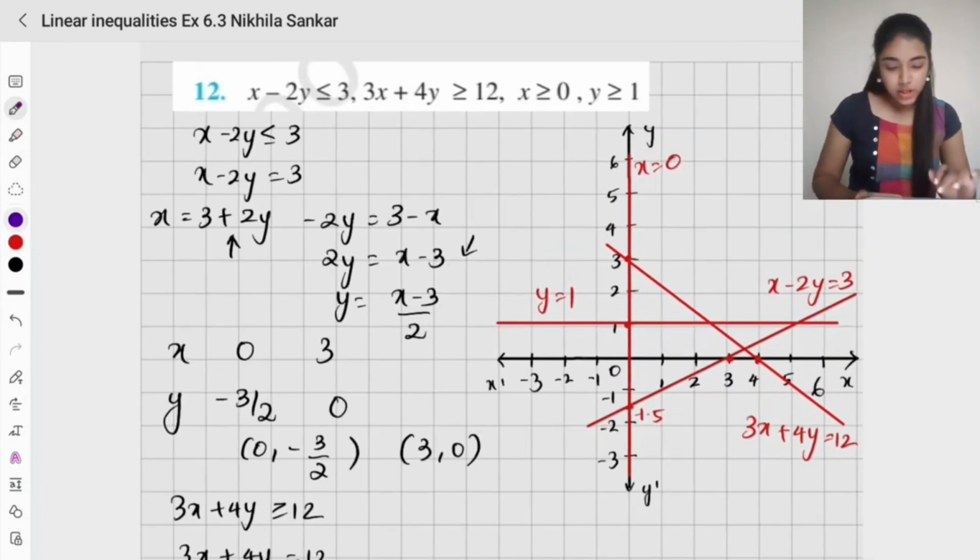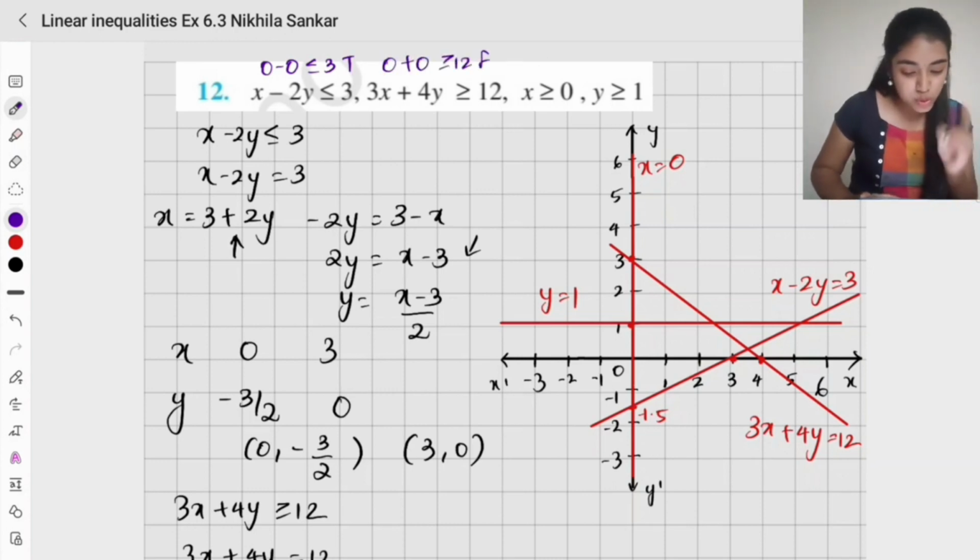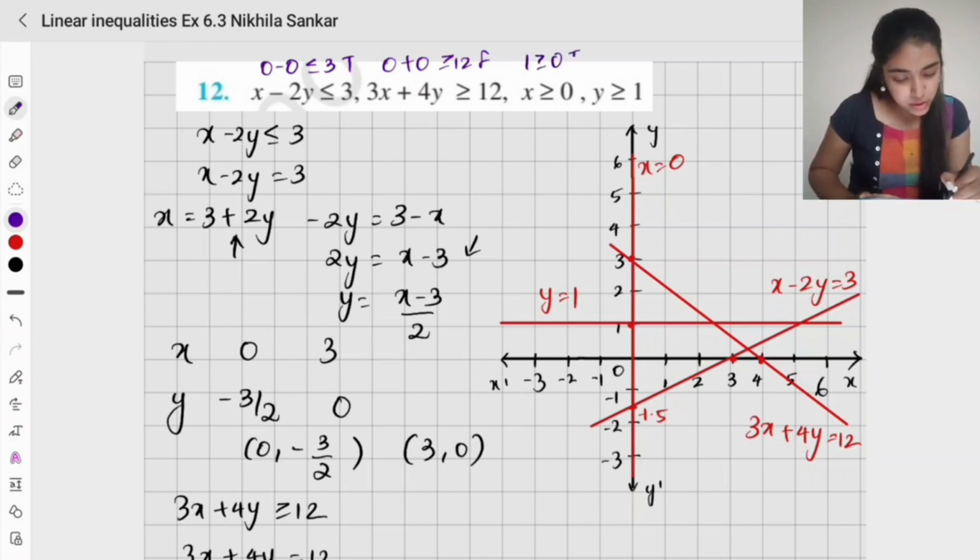So we can find the common solution. Substituting 0: 0 minus 0 less than or equal to 3 is true. For the next one, 0 plus 0 greater than or equal to 12 is false. So we should not take 0 here. Let's try with 1. 1 greater than or equal to 2, which is true. For this one too, I am going to check 0 greater than or equal to 1, which is false.